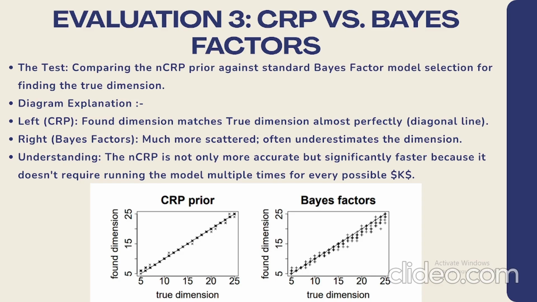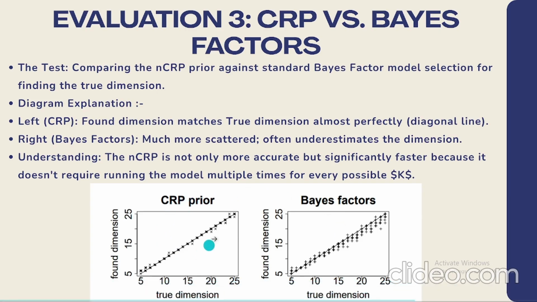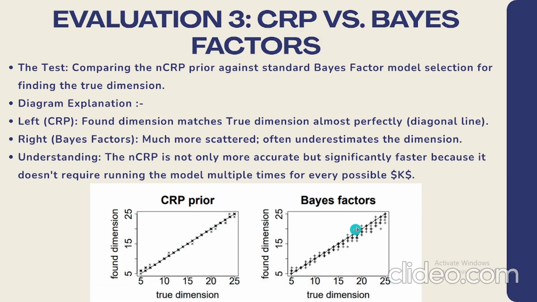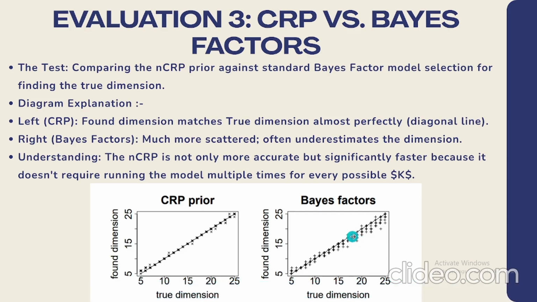The next evaluation strategy is a comparative analysis. What comparative analysis have we done? We are comparing our nested CRP and the base factor model. In the nested CRP, the true dimensions perfectly match, and the diagonal line that we obtained is a single straight diagonal line, while in the case of the base factor, the diagonal line is a scattered line. The base factor model often underestimates the dimensions.